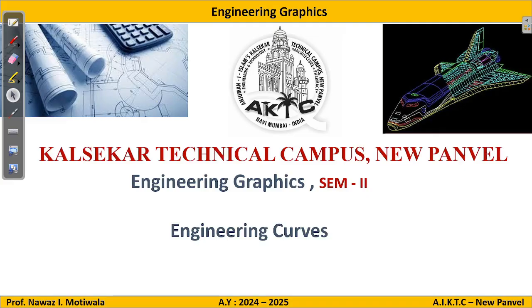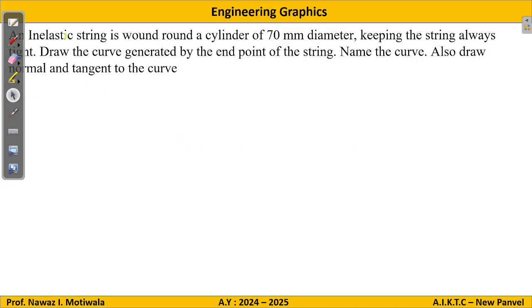So the question goes like this. An inelastic string is wound round a cylinder of 70 mm diameter, keeping the string always tight. Draw the curve generated by the end point of the string. So this gives us the hint that we have to draw the involute. Name the curve. Also draw normal and tangent to the curve.